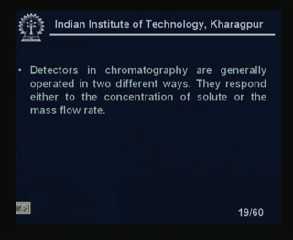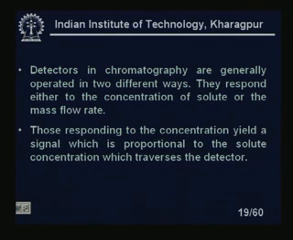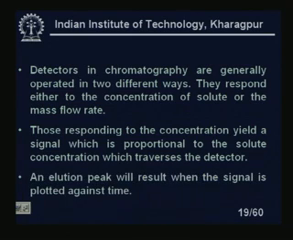Detectors in chromatography are generally operated in two different ways. They respond either to the concentration of the solute or to the mass flow rate. Those responding to the concentration yield a signal which is proportional to the solute concentration which traverses the detector. An elution peak will result when the signal is plotted against time, right. So, there can be different components.